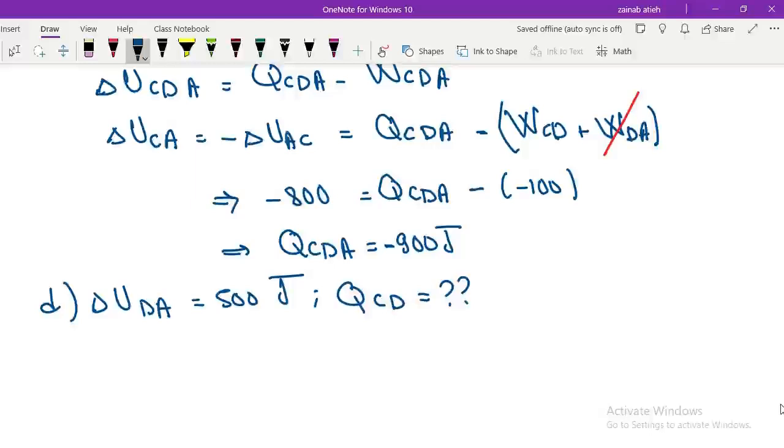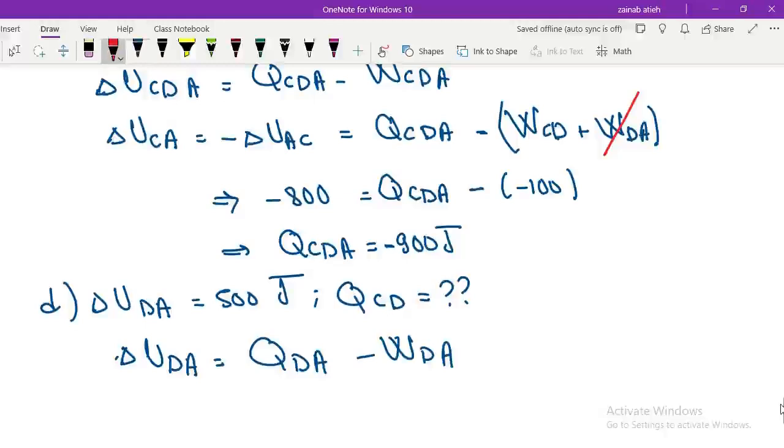Okay, let's try to find it. We have already found QCDA, which is for sure QCD plus QDA. I will try to find QDA, since he gave me delta U DA, and from it I will deduce QCD. So delta U DA is equal to QDA minus WDA. Okay, DA was isochoric, so the work is 0, so we will get QDA equals delta U DA equals 500 joule.